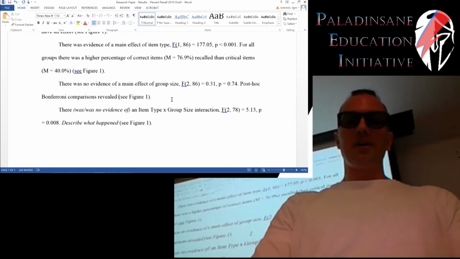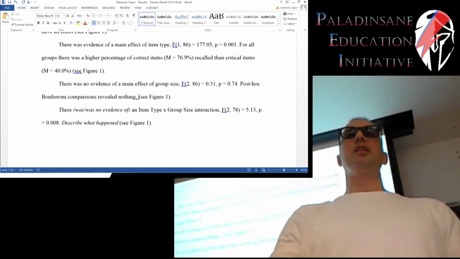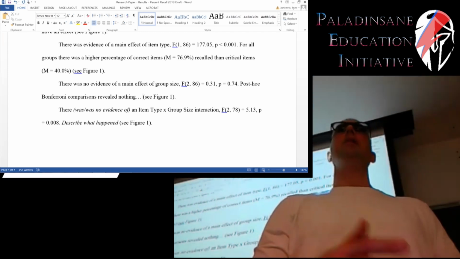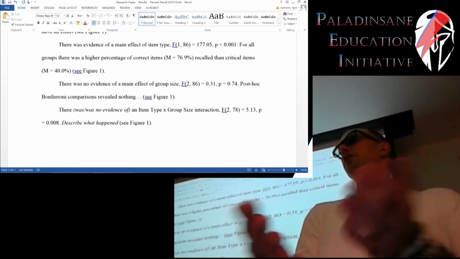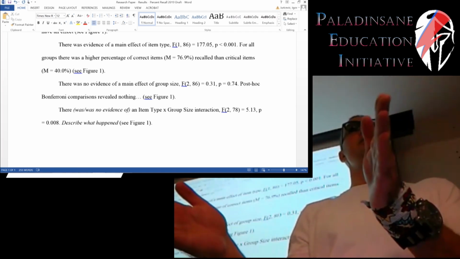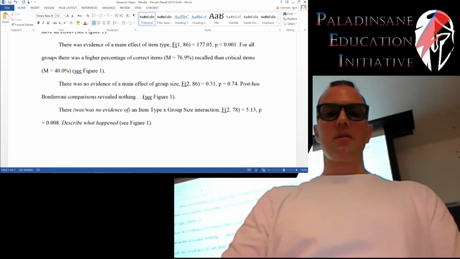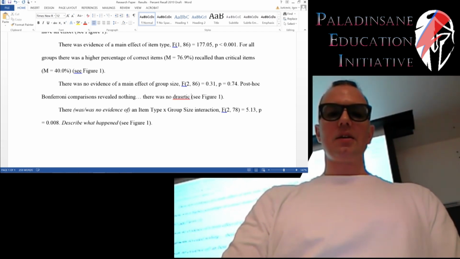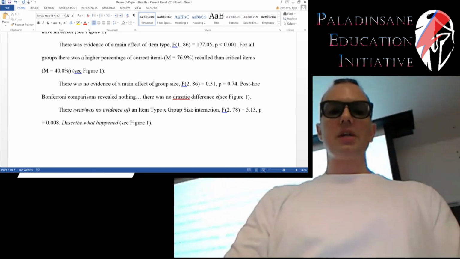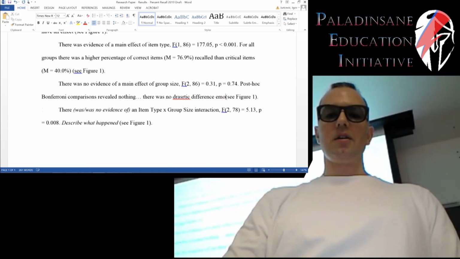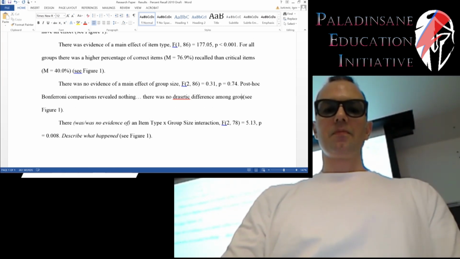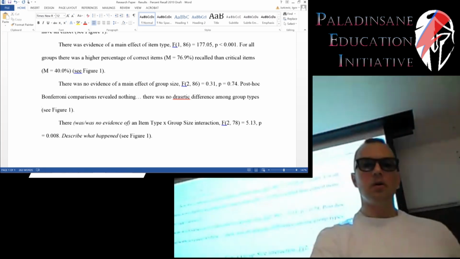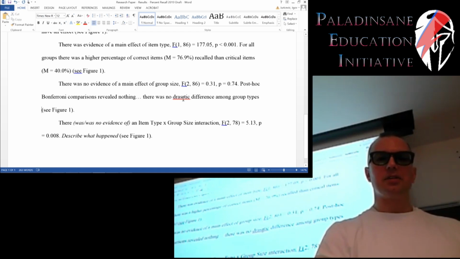Okay, so revealed nothing, but we do need a little bit more. So describe the nothing. We'll leave nothing in for right now because it's true. But what do we mean? We need to make it very explicit for the reader. There was no drastic difference among group types? Yeah. Among. Okay. So I spell it in a drastic way so they'll never forget.